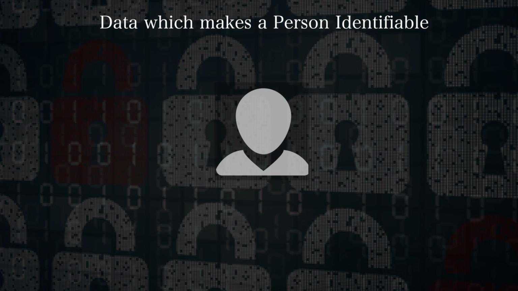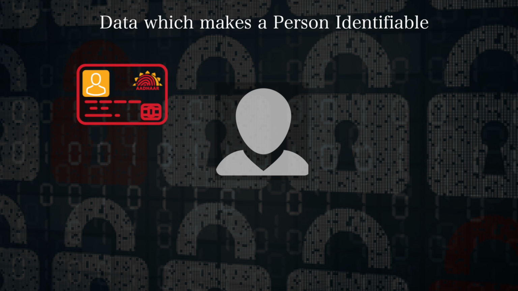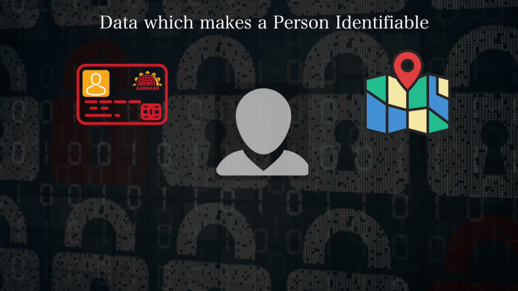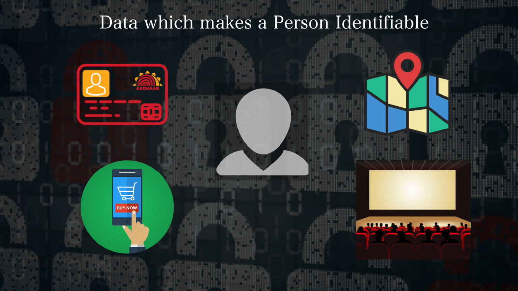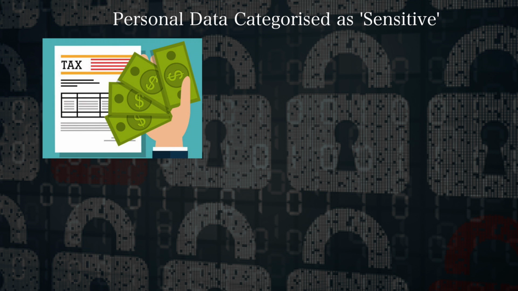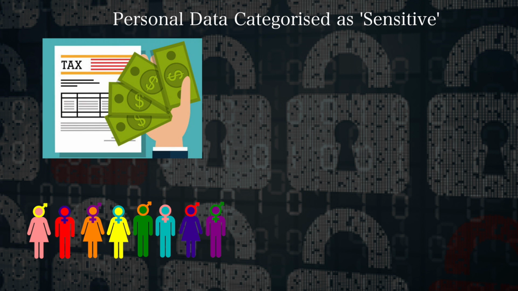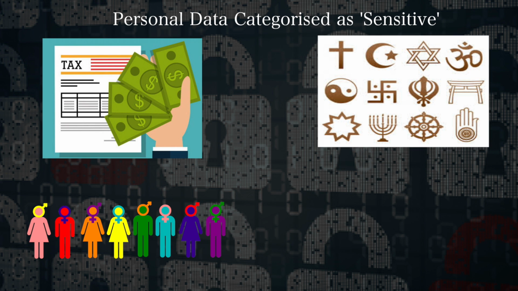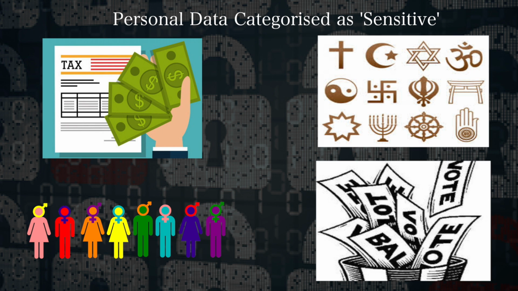It could be any data which makes the individual identifiable, such as their names, government-issued identifiers like PAN and Aadhaar, their gender and their caste, their location, or even their spending habits and movie preferences. Some data is identified as sensitive by the bill. This includes financial transactions and genetic information, their sexual orientation, their caste, and their religious and political beliefs.